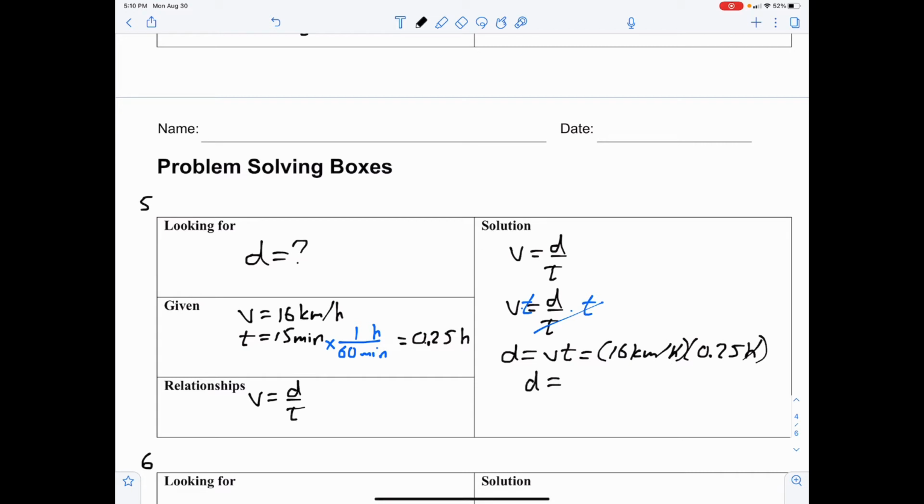Go ahead and pause the video and try the calculation yourself. Okay, I'm not sure we needed a calculator for this one. 0.25 is a quarter. A quarter of 16 would be 4 kilometers specifically.